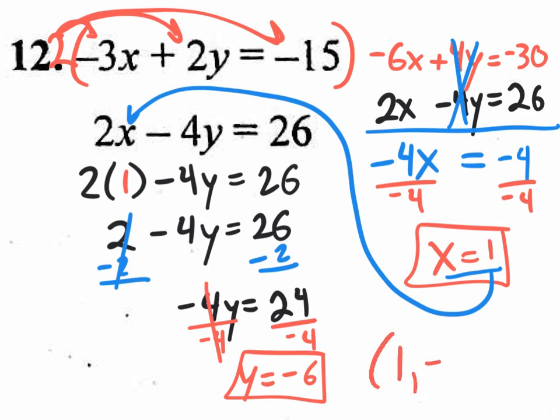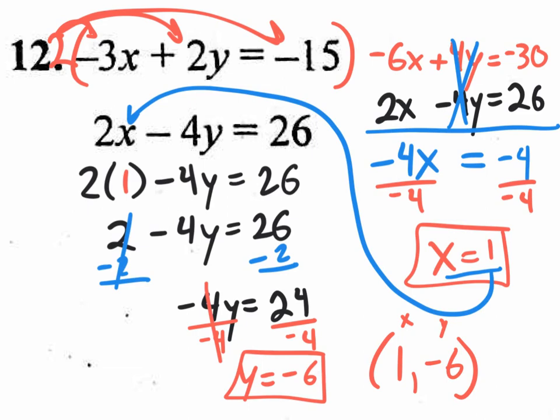1, negative 6. Of course, this is your x value, this is your y value. If you have time, you could take your x value and your y value and plug them into x and y and see if it does give you negative 15. Or you could take your x and y, plug them in down here and see if it gives you 26. That would be the double checking part.